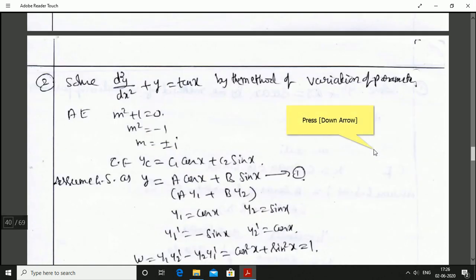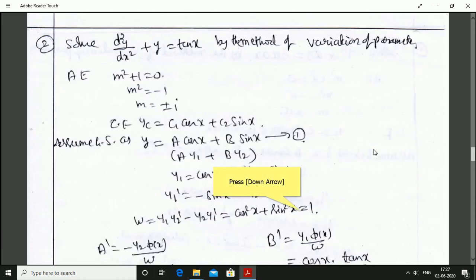Next problem, solve d square y by dx square plus y is equal to tan x by the method of variation of parameters. Here the auxiliary equation is m square plus 1 is equal to 0, m square is equal to minus 1, m is equal to plus or minus i. Complementary function yc is equal to c1 cos x plus c2 sin x, because the roots are imaginary. Assume the general solution in the form y is equal to, varying the parameters c1 and c2 by a and b, so a into cos x plus b into sin x. Call it equation 1.